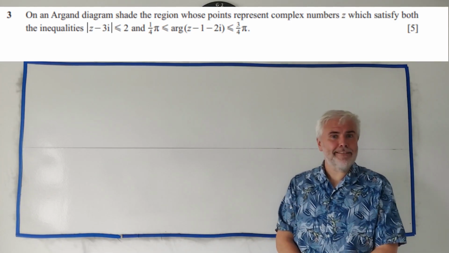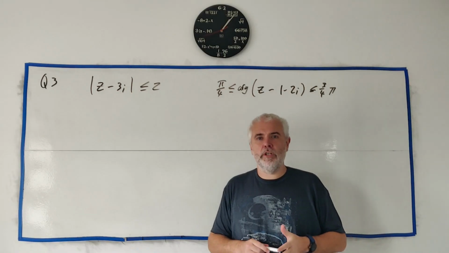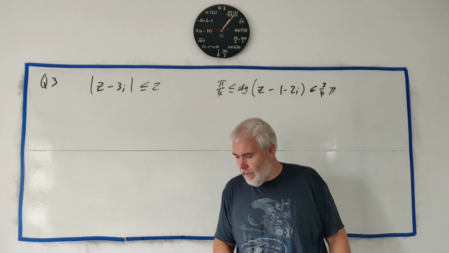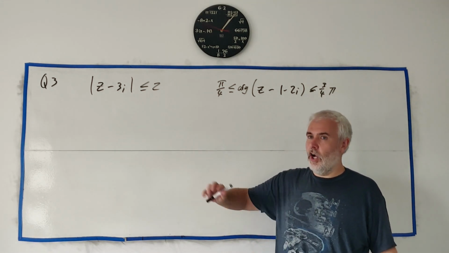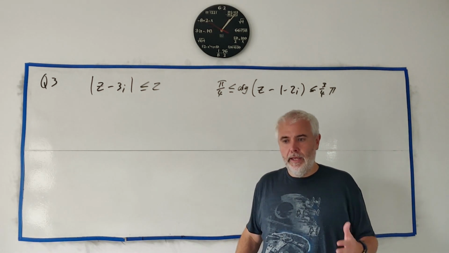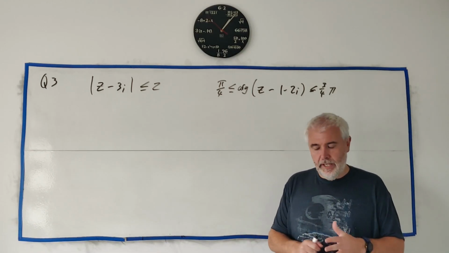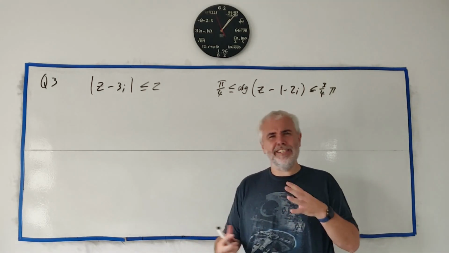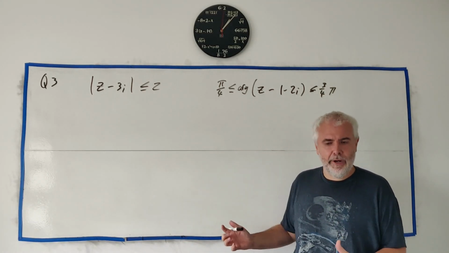Okay, let's get into the maths. In question 3, we're dealing with representing inequalities of complex numbers. I think this topic, to learn it properly, is probably one of the hardest topics in the A-level course. But the good news is you don't actually have to learn the harder parts.